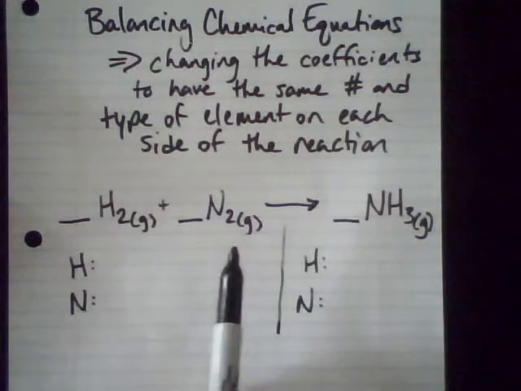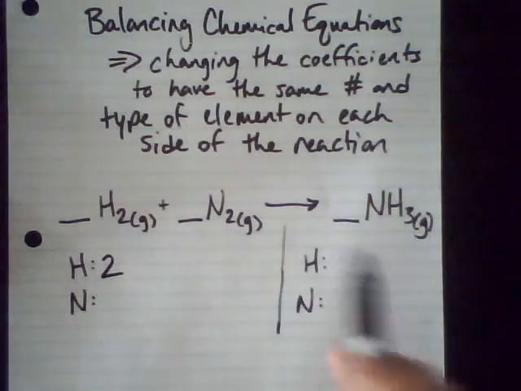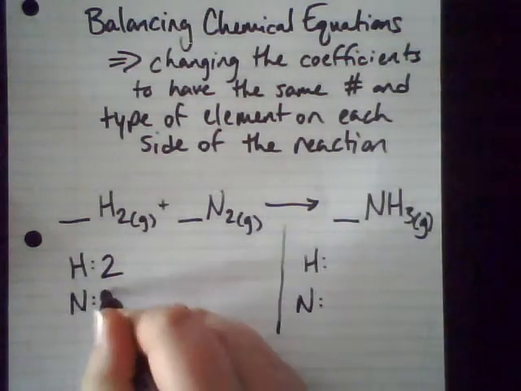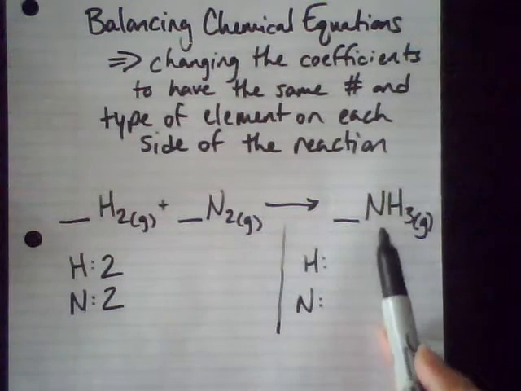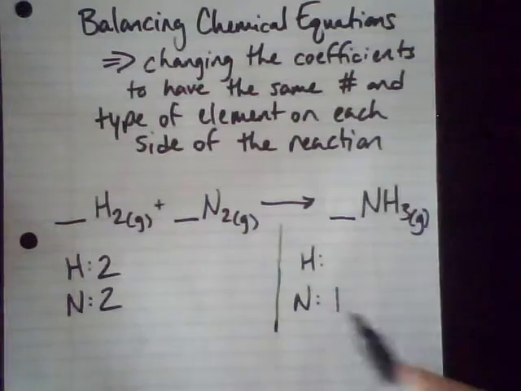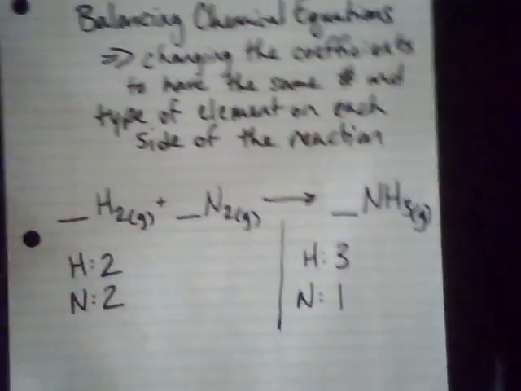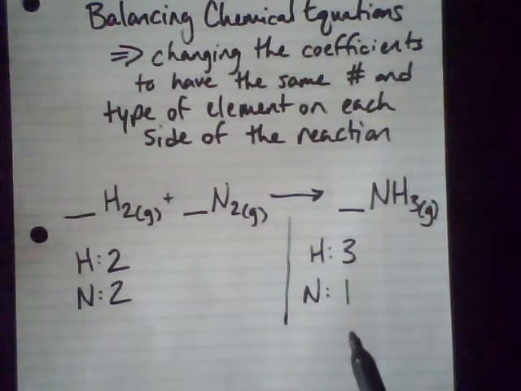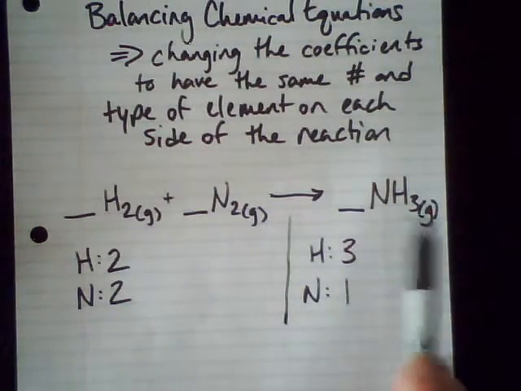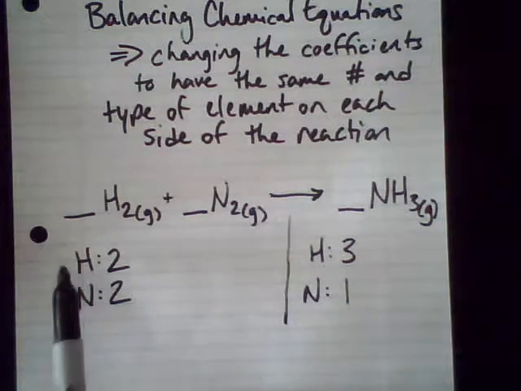So let's figure out what we have. There's 2 hydrogens here, that's what that subscript tells me. And there's 2 nitrogens here, that's what that subscript tells me. On this side, I have 1 nitrogen. There's no subscript, so that just means that there's 1, and 3 hydrogens, okay? When I list these out, I like to list them out in the same order on each side, regardless of the order that they come in on either side, because then you can just compare straight across.